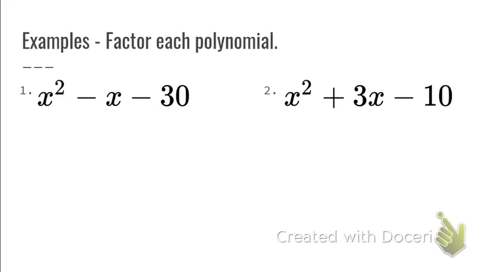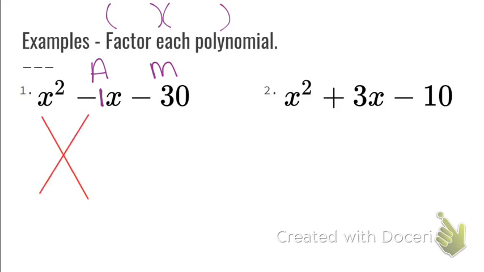Let's look at our examples. Remember, to factor, we write it as a multiplication problem, so we are still going to be using our two sets of parentheses. This time we are going to be multiplying to a negative 30 and adding to a negative 1. Remember, if we see a negative x, that's really a negative 1x. So let's fill in our x to organize our numbers here. Multiply to negative 30, add to negative 1.